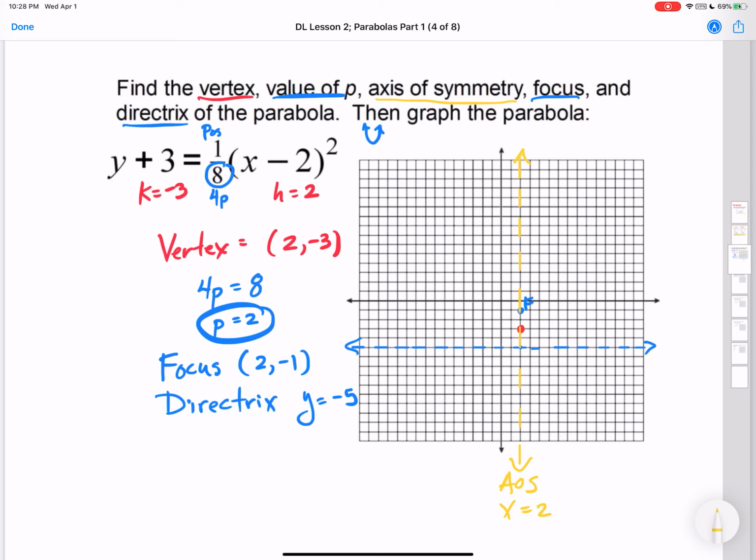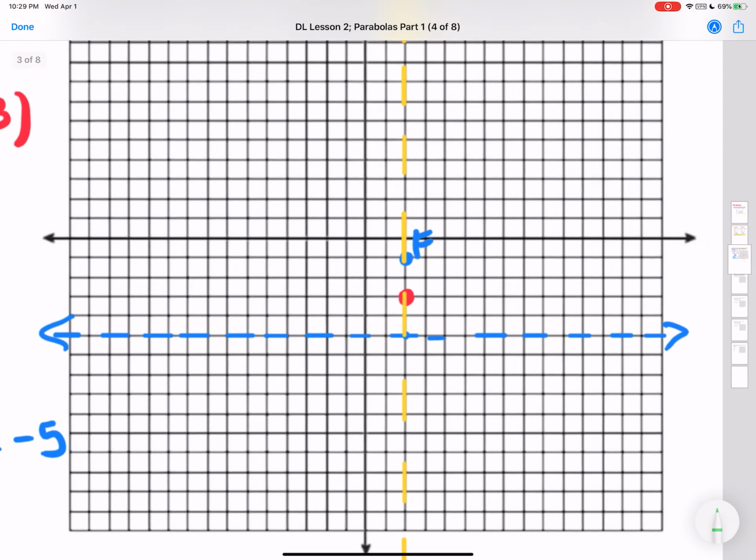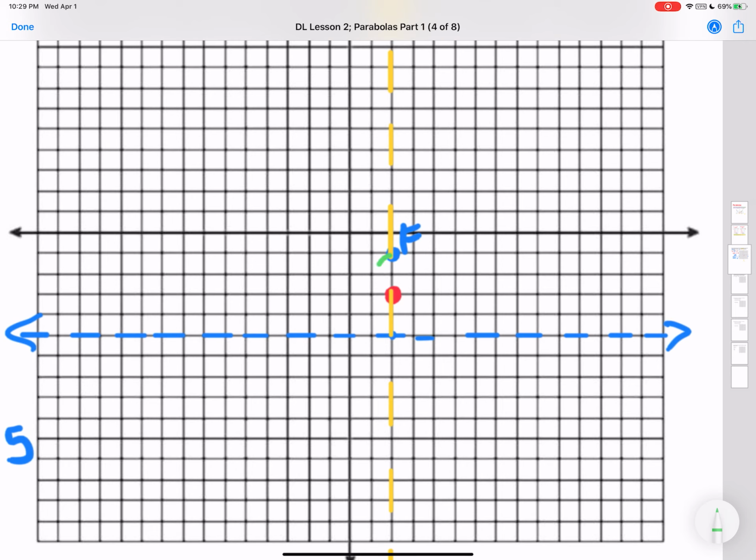All right, so I've got to draw the rest of my parabola. Our definition says any point on our parabola is the same distance from the focus as it is from the directrix. So here's a quick little trick. I'm going to zoom in here so that you can see this. I'm going to figure out the distance from the focus to the directrix, and that's 4 units. So I'm going to go 4 units to the right and 4 units to the left. If I do that, I'm going to have a point right over here, and a point right over here.